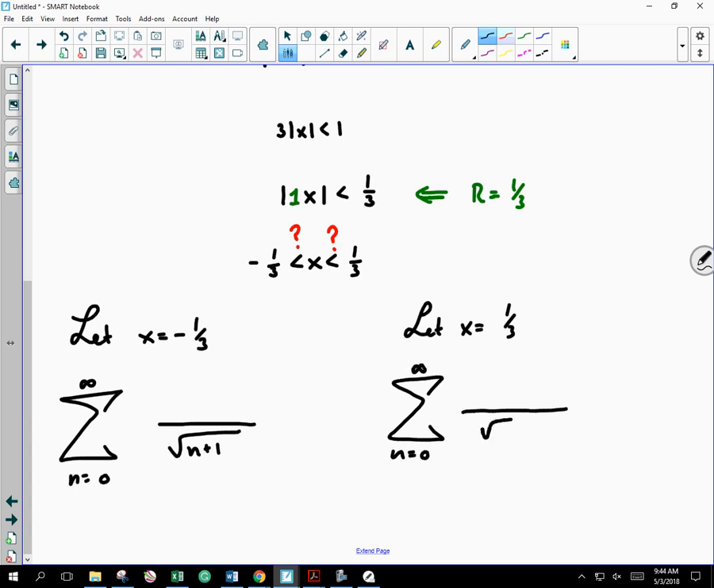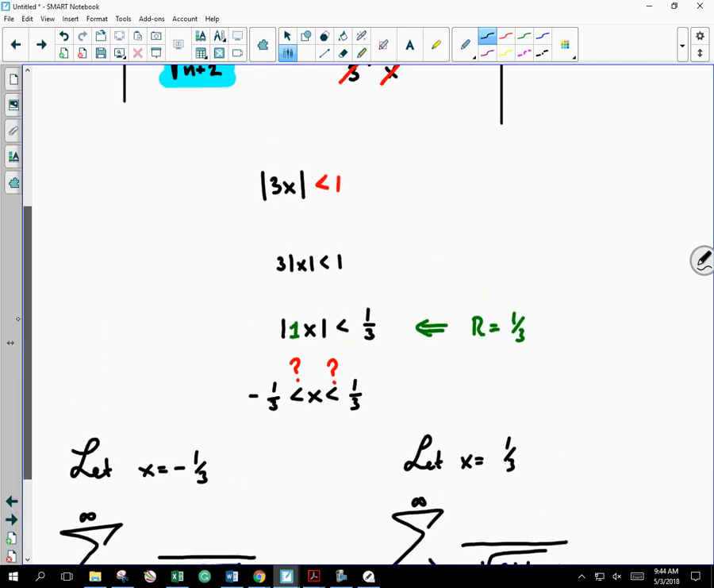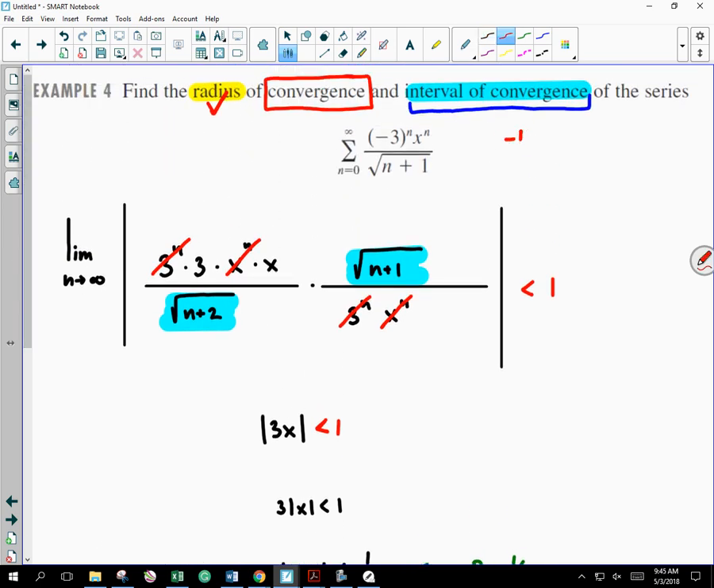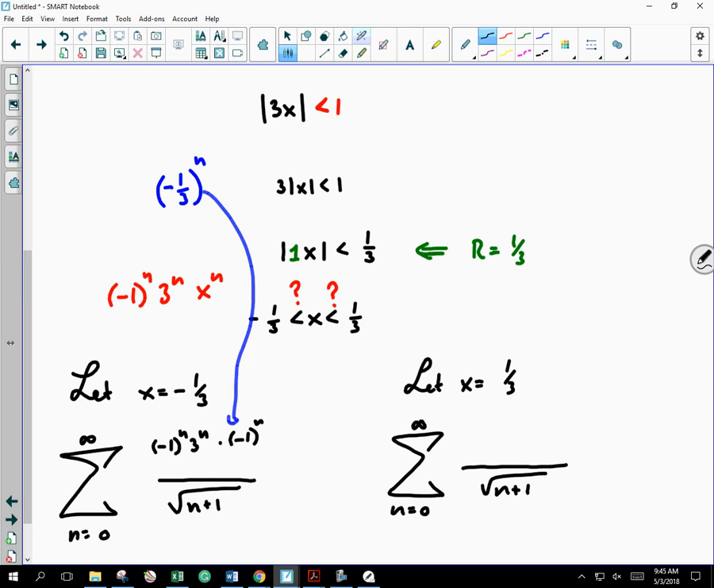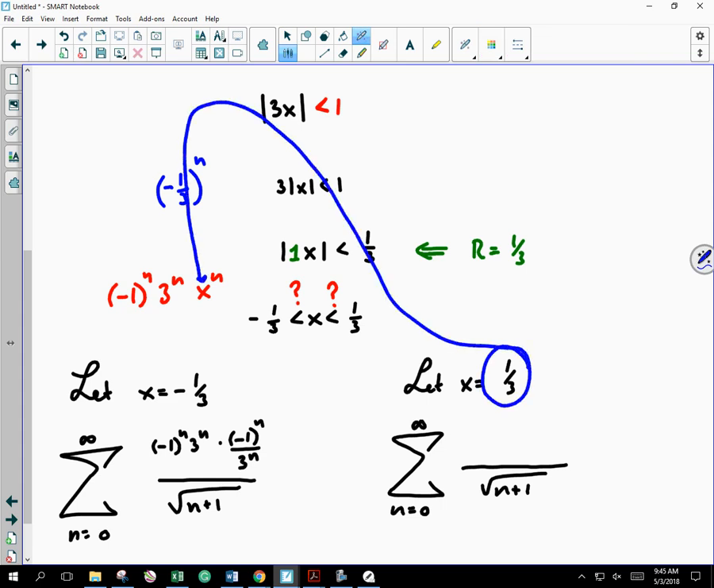My problem is this, negative 1 to the n, 3 to the n, x to the n in the numerator, right? I'm going to drag that down for a second. What happens if I let x be negative 1/3? I get negative 1 to the n, 3 to the n. What is negative 1/3 to the n called? Or what's another way of writing that information? Over 3 to the n? Same thing on the right. What happens when x is 1/3? I have negative 1 to the n, 3 to the n, 1 over 3 to the n. The right side's a little bit easier. I can cancel those, and I'm left with this one.